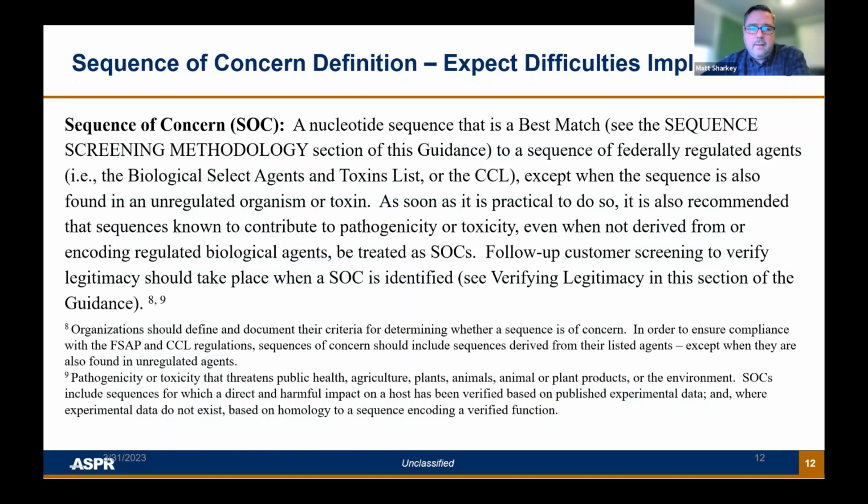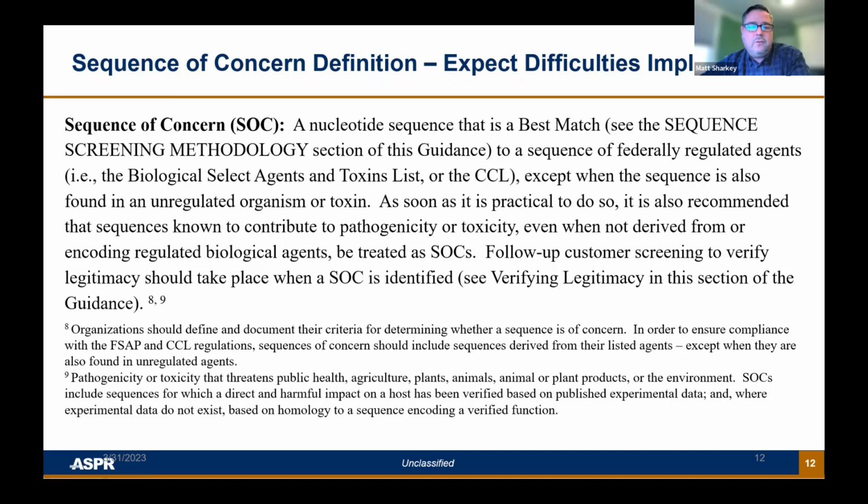difficulties in implementing. So the sequence of concern definition is inclusive of the 2010 definition, in that at a minimum, we suggest that you adhere to the 2010 definition. And then as soon as it's practical to do so, we recommend that sequences known to contribute to pathogenicity or toxicity, whether from regulated or unregulated agents, are treated as SOCs. So that's kind of a subset of the BSAT or CCL sequences.